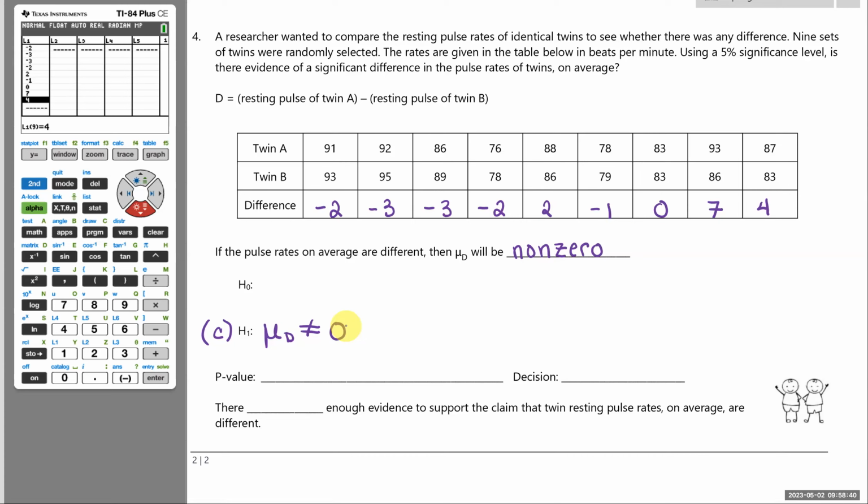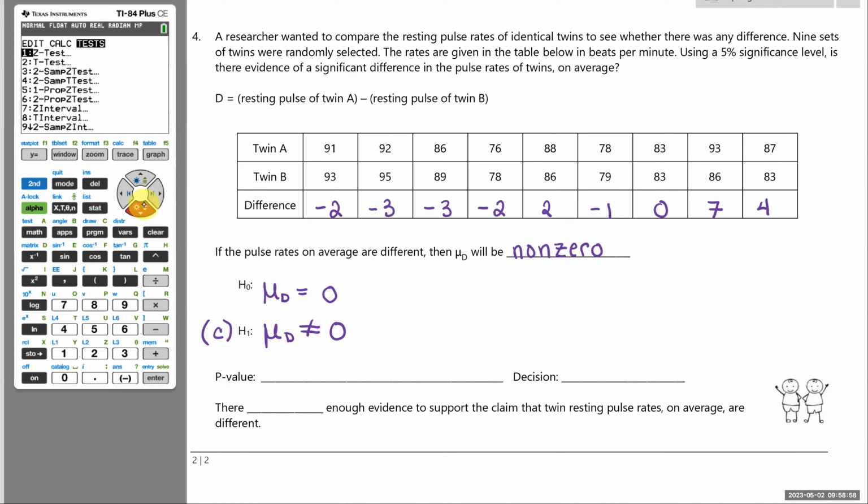So this is a little bit easier. We don't have to think quite so much when it just says, are we looking to see if there's a difference? All right, and then the null hypothesis will be our equal. All right, so now to do our p-value, I decided just to put all my differences in L1. So I'm just going to switch that back to L1. And then we pick our not equal to, so our two-tailed test, the pulse rates different on average. And then calculate.